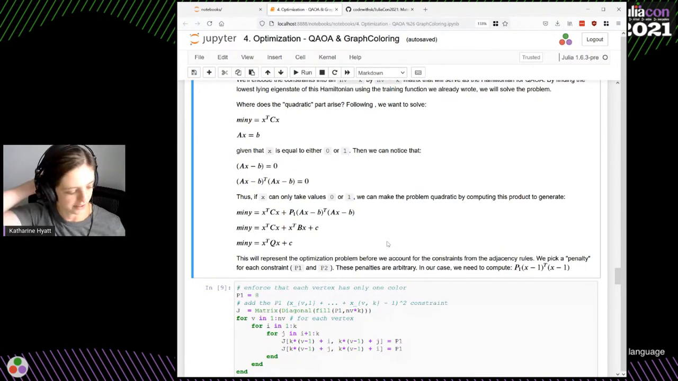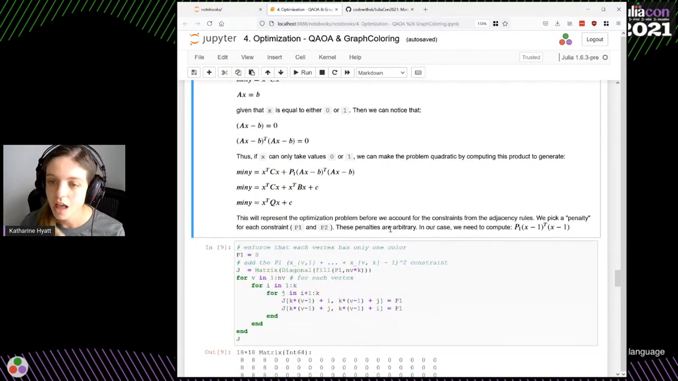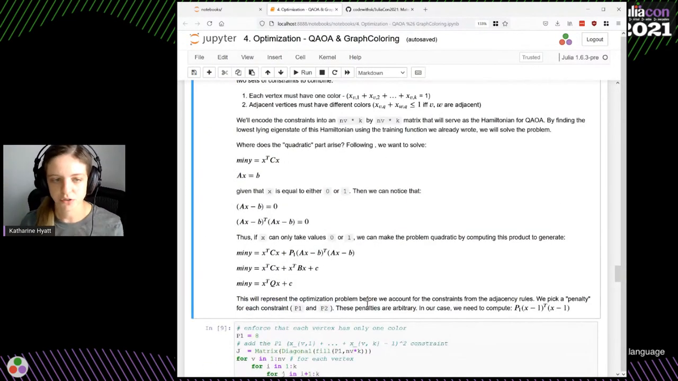or after the talk. And so this is going to give us two matrices, each representing one of our two constraints. We're going to have one matrix with a penalty P1 for violating the constraint that each vertex must have one color. We're going to have a second matrix with penalty P2 for violating constraint 2, which is that adjacent vertices must have different colors. And these penalties are arbitrary. We're just going to want them to be greater than 0.